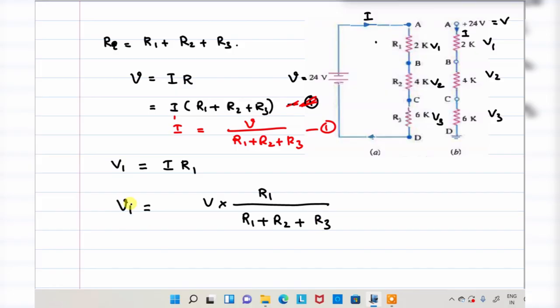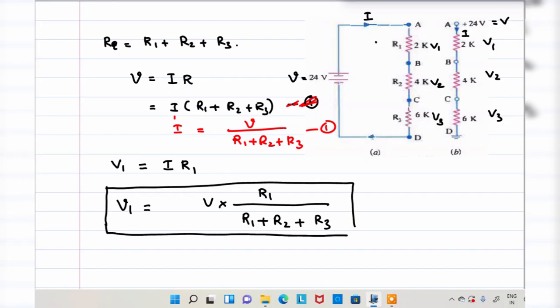All of you got my point. What is the formula for the voltage division rule? You got the idea. V1 is equal to total voltage into resistance R1 divided by total resistance, R1 plus R2 plus R3.